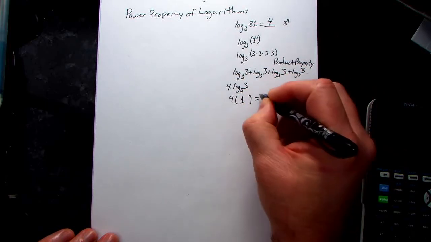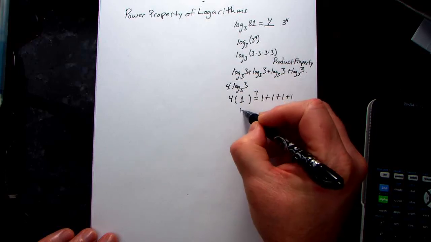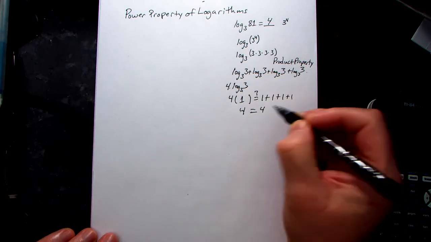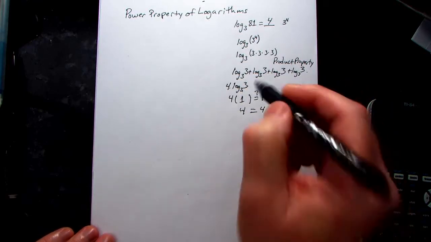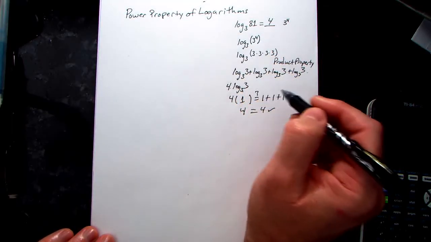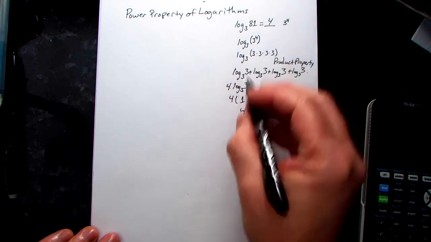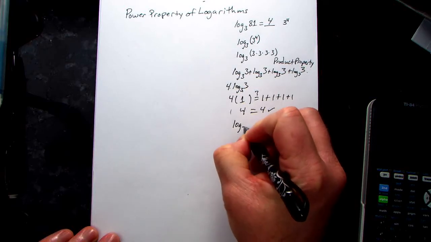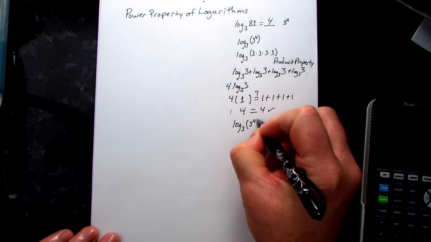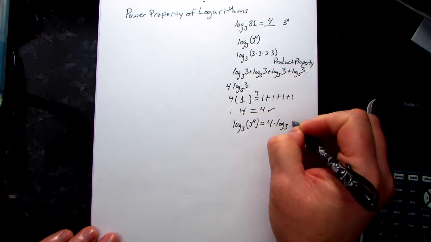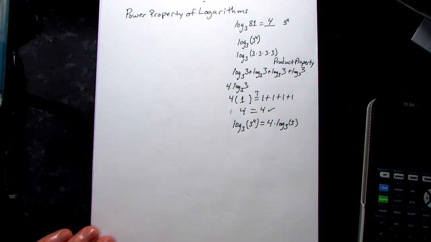Are these two statements equivalent to each other? Yes, 4 times 1 is 4. 1 plus 1 plus 1 plus 1 is 4. The two statements are equivalent to each other. If these two statements are equivalent, that means that the ways that we've written them all along have to be the same. And so if we go back to our original up here in this form, log base 3 of 3 to the fourth power is the same as 4 times log base 3 of 3. So that's the power property in action with numbers.